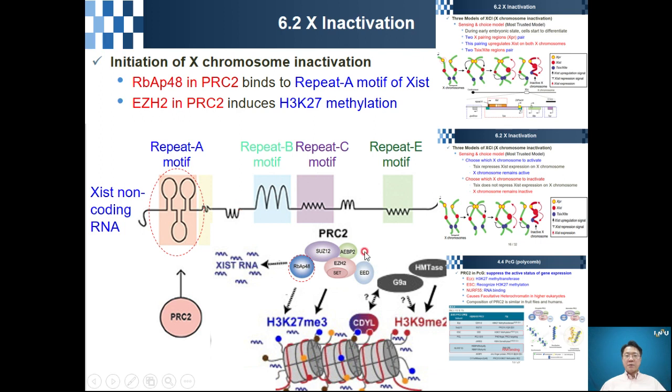PRC2 also has the EZH2 domain. This domain is bound to the repeat A motif, and this domain induces H3K27 methylation. So this is the initiation step of X chromosome inactivation.